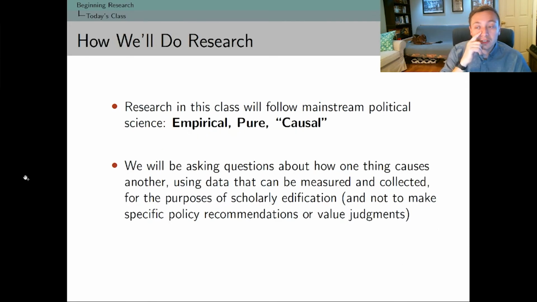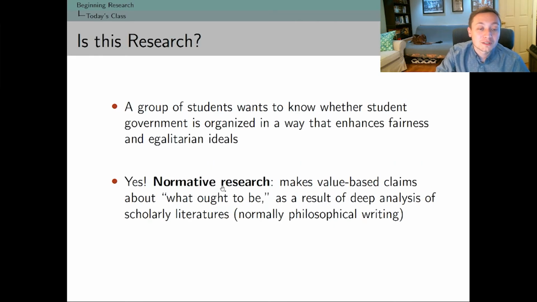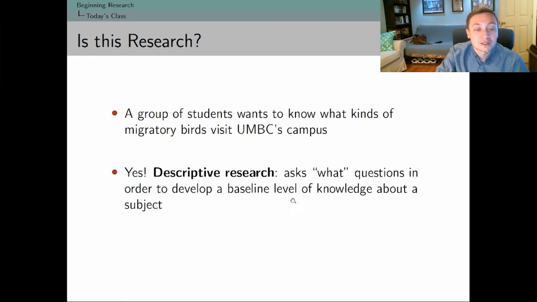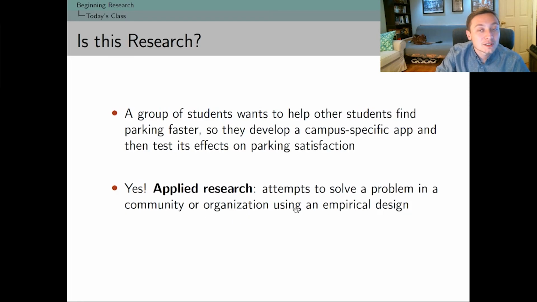So just to summarize what we've gone through, right? We've gone through several different examples that speak to different kinds of research. In this class, we're going to be doing mainstream political science research, which is what we might call empirical, pure, and causal. That is absolutely not to say that other forms of research, like normative research, the descriptive research, applied research, this stuff is all over the place in political science.